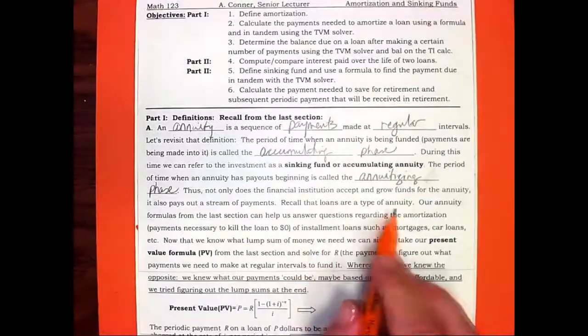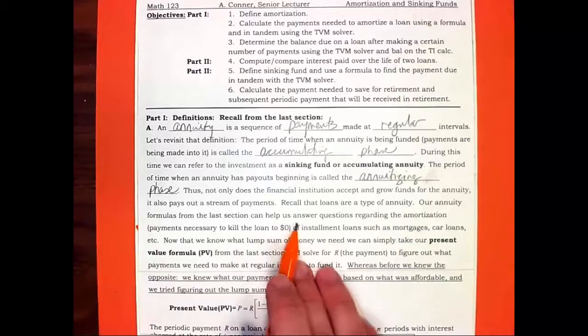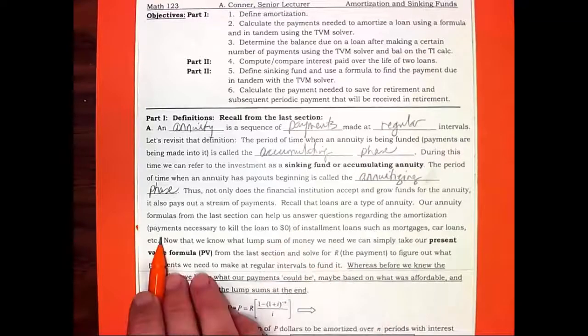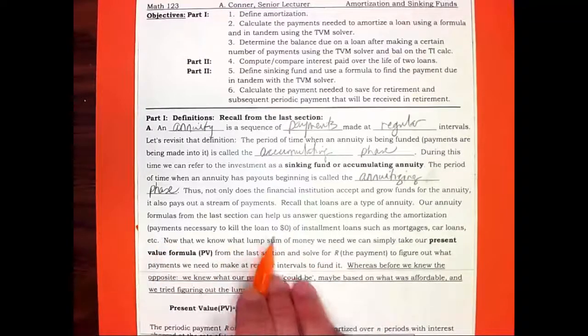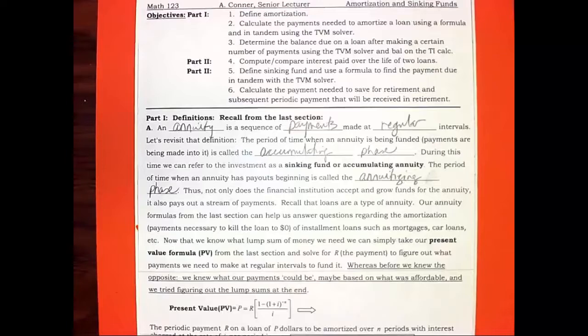Recall that loans are a type of annuity. Our annuity formulas from the last section are going to help us answer questions regarding the amortization, in other words, the payments that are necessary to kill the loan to zero, of installment loans such as mortgages, car loans, etc. And now that we know what lump sum of money we need, we can simply take our present value formula from the last section, and we can solve for R, the payment, to figure out what our payments need to be to fund it.